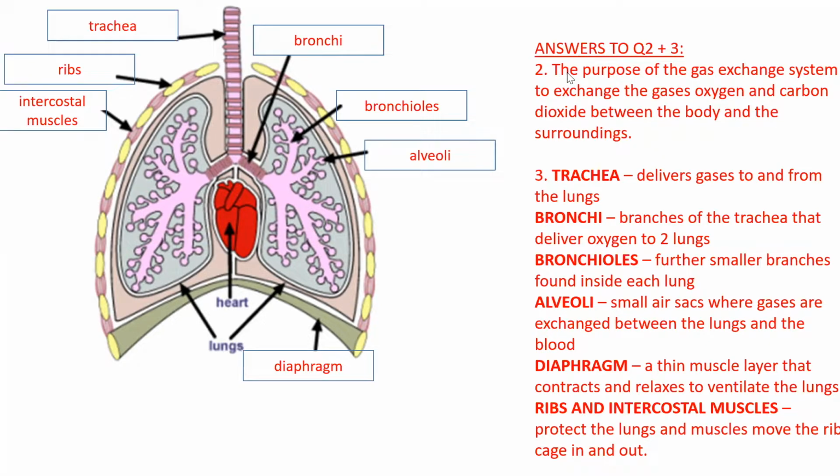Okay, so the purpose of the gas exchange system. The purpose of the lungs and the gas exchange system encompasses all of this. We need all of this for it to work, because we're going a bit further than just saying the lungs, we're looking at a bit more detail. The purpose of the gas exchange system is to exchange the gases oxygen and carbon dioxide between the body and the surroundings. So obviously when we breathe out, it goes into our surroundings, doesn't it?